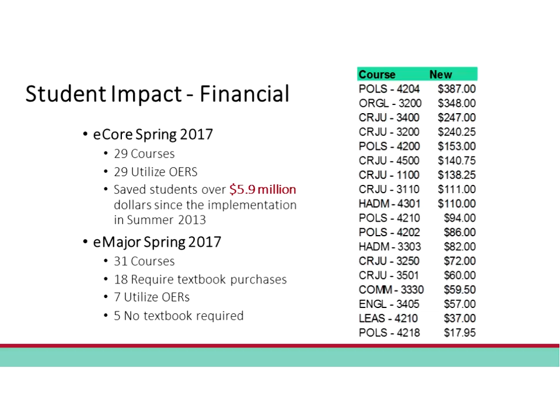eMajor has some OERs, but there's still some work to be done. There are 18 courses that require textbook purchase right now. On the right is the bookstore pricing of our current eMajor textbooks, listed by course. As you can see, the price of the books looks a lot like the slide I showed you earlier of the prices from the textbooks at University of Virginia. Some of them are quite expensive, and only one is under $20.